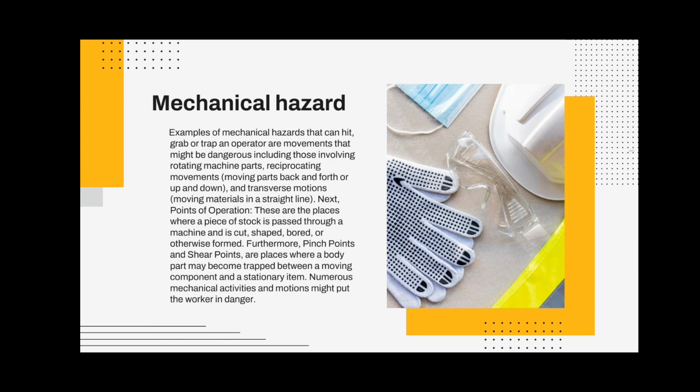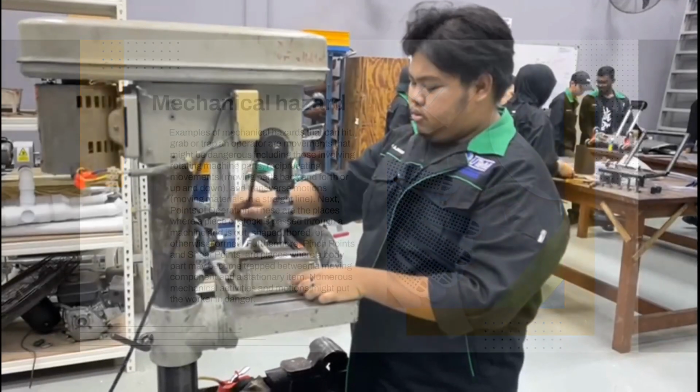Next, the point of operation. These are the places where a piece of stock is passed through a machine and is cut, shaped, burned, or otherwise formed. Furthermore, pinch points and shear points are places where a body part may become trapped between a moving component and a stationary item. Numerous mechanical activities or motions might put the worker in danger.